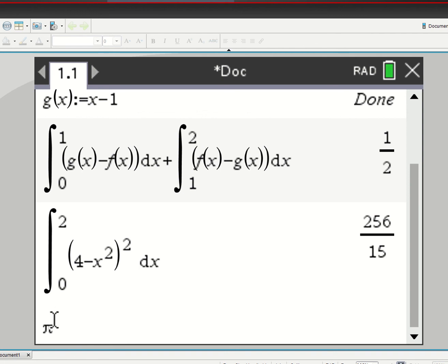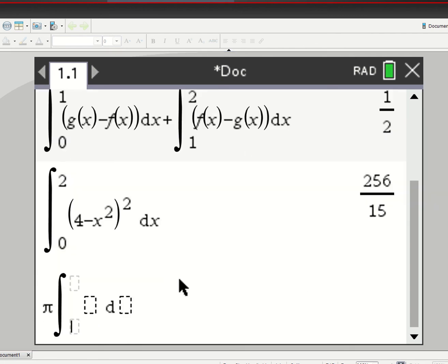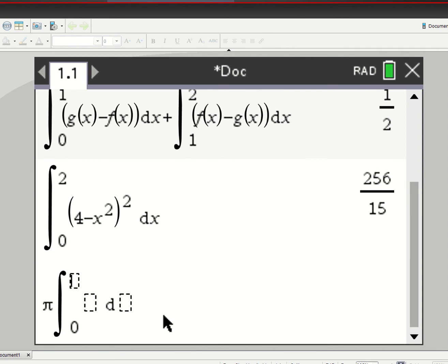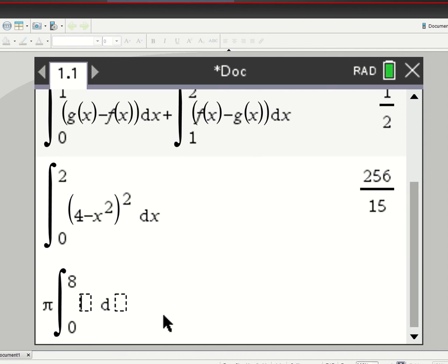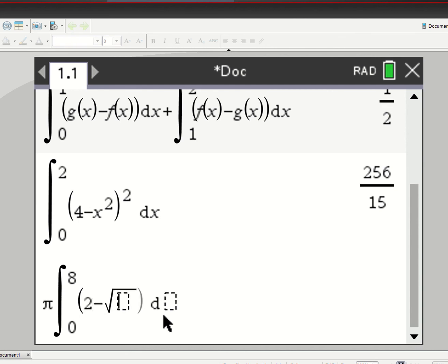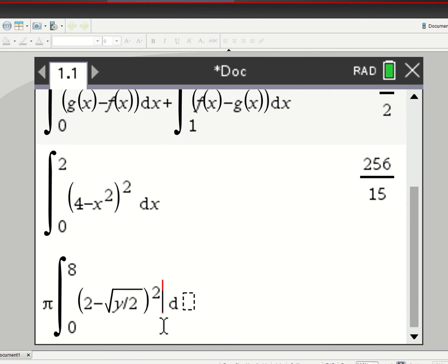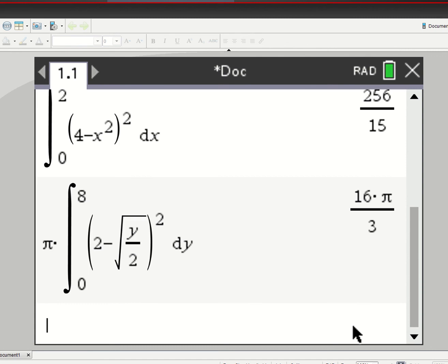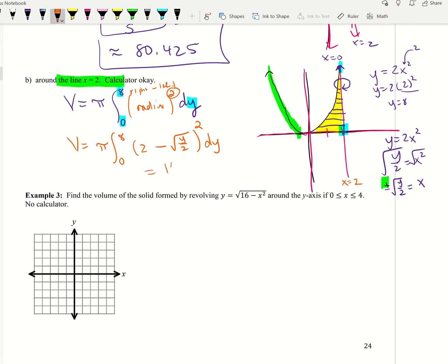So the pi button, I don't know if you saw that, it's right here. And then I can do the definite integral. In this case, it's from 0 to 8. Remember, I have to have y values because this is dy. And then it was the quantity 2 minus the square root of y over 2. This needs to be squared. That whole expression for that radius, and then dy. I'll get 16 pi over 3. And I won't forget my pi this time, like I did on example 1.